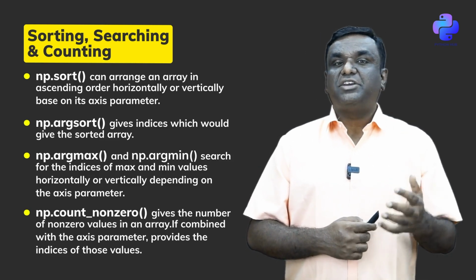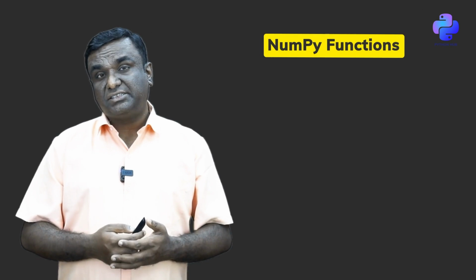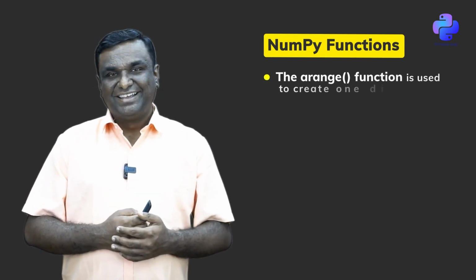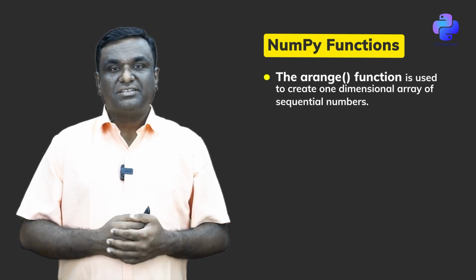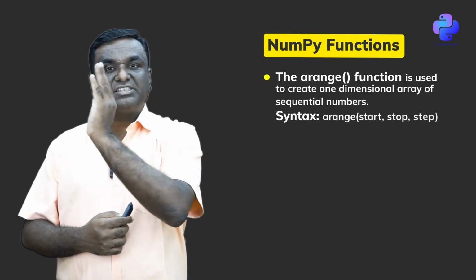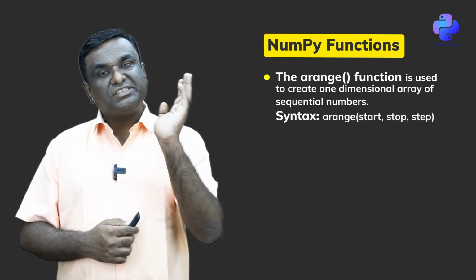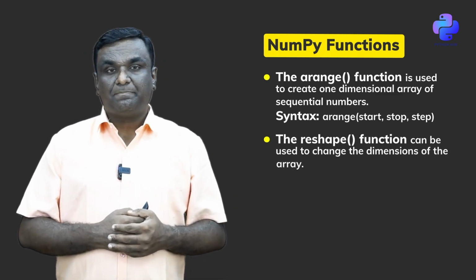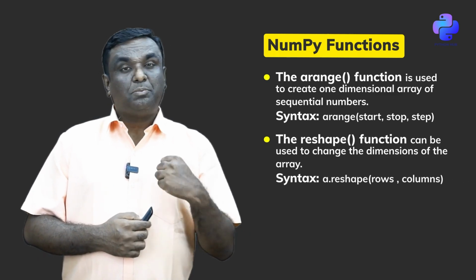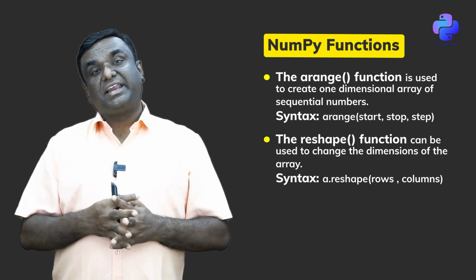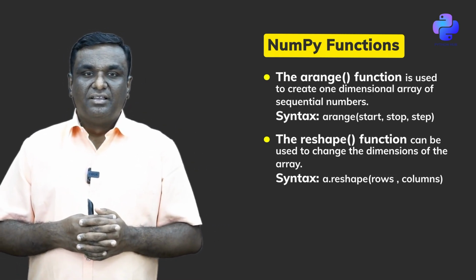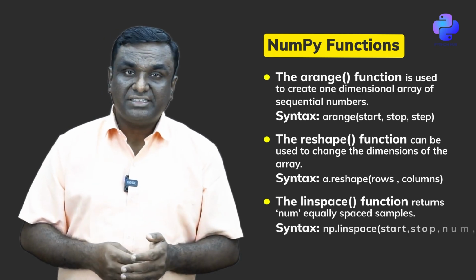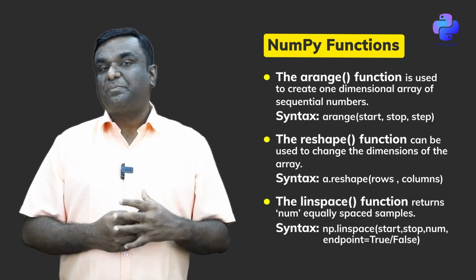So these are different operations that you can perform. In fact, NumPy also has certain functions which you can perform on top of the arrays. For example, the arange function is used to create a one-dimensional array of sequential numbers. When you use the syntax arange with start, stop, and step, it creates an array of sequential numbers. The reshape function can be used to change the dimensions of the array. For example, I can take the existing array and put a dot reshape and give rows and columns to change the alignment, that is, the dimensions of the array. The linspace function returns num evenly spaced samples. These are different functions that are available with NumPy for you to play around with arrays.